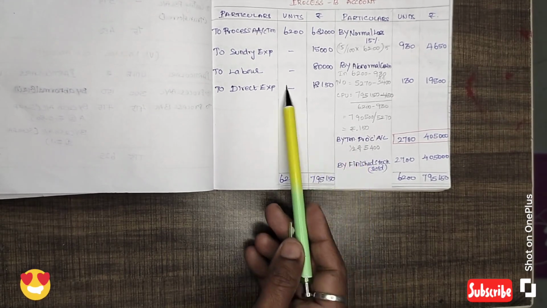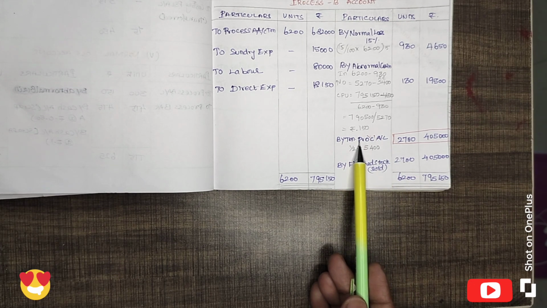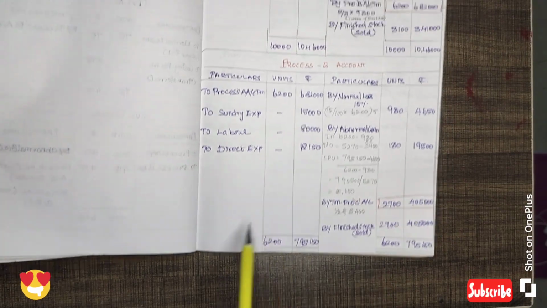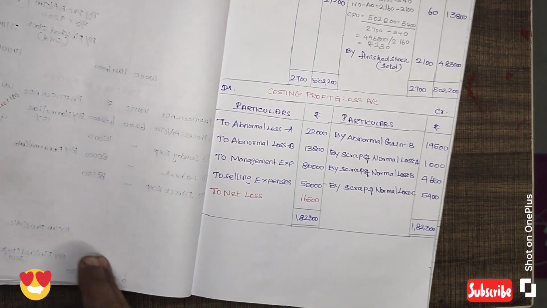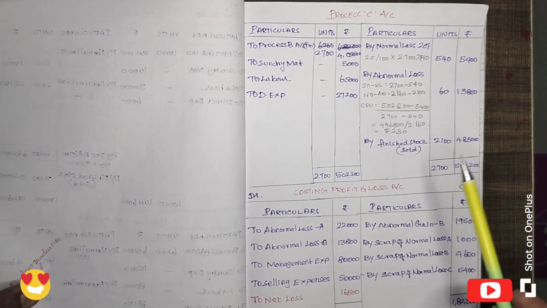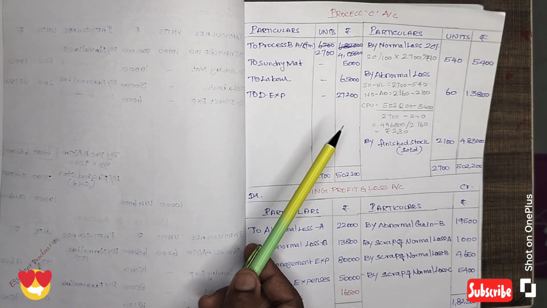Then at the end of process B, we have the output. It will be transferred to process C's account as the input. Okay. Now we are going to prepare the process C account, starting on the debtor side.